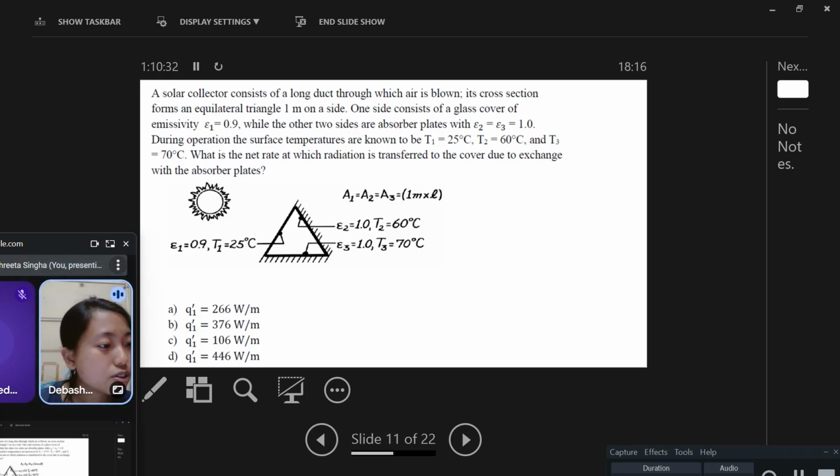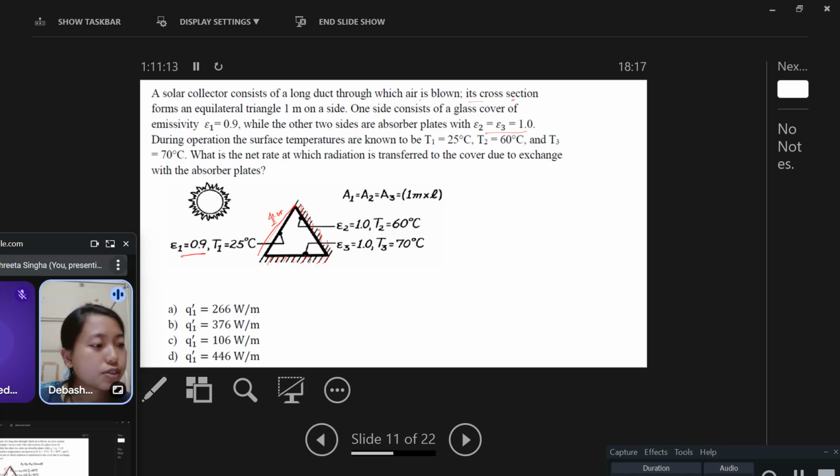A solar collector consists of a long duct through which air is blown. Its cross section forms an equilateral triangle 1 meter on a side. So one side is 1 meter, so the other sides are also 1 meter. One side consists of a glass cover of emissivity 0.9, while the other two sides are absorber plates. Absorber means just like a black body, full absorbance: absorptivity is 1, emissivity is also 1. So these other two surfaces are black bodies.